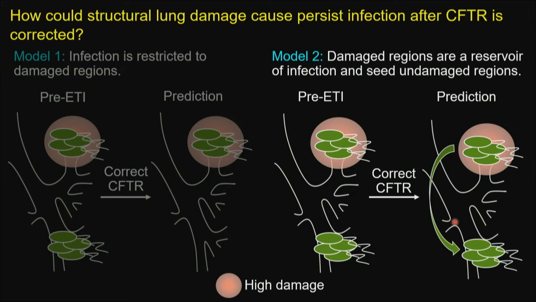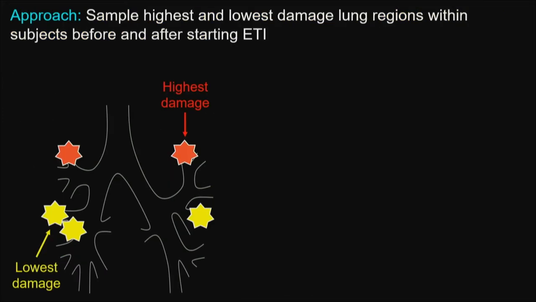And distinguishing between these models has important implications for how we treat persistent infection. If the first model occurs, then you can begin to envision regional targeted therapies. However, if the second model occurs, then it's less clear that these regional therapies would be effective. And so to test whether lung damage leads to persistent infection, we designed a study that incorporates both models.